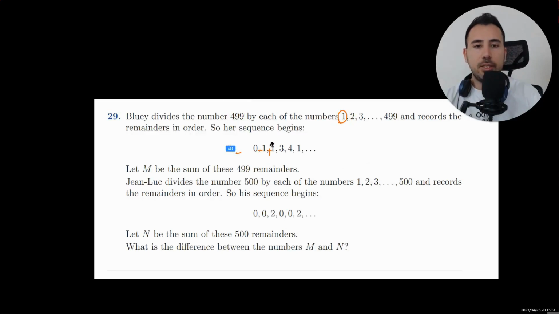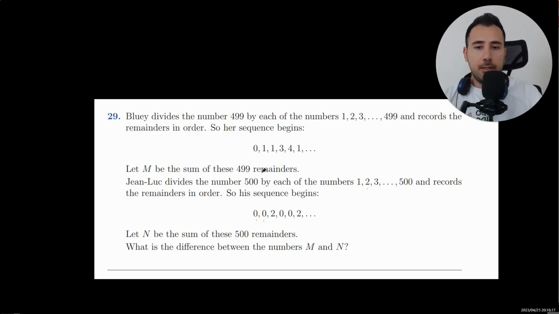Okay. We do the same thing for 500. We divide it by 1, divisible, 0. By 2, divisible, 0. 500 divided by 3 will have remainder 2. We add all of them. Okay, we will call this N. The question says, what is the difference between the numbers M and N?